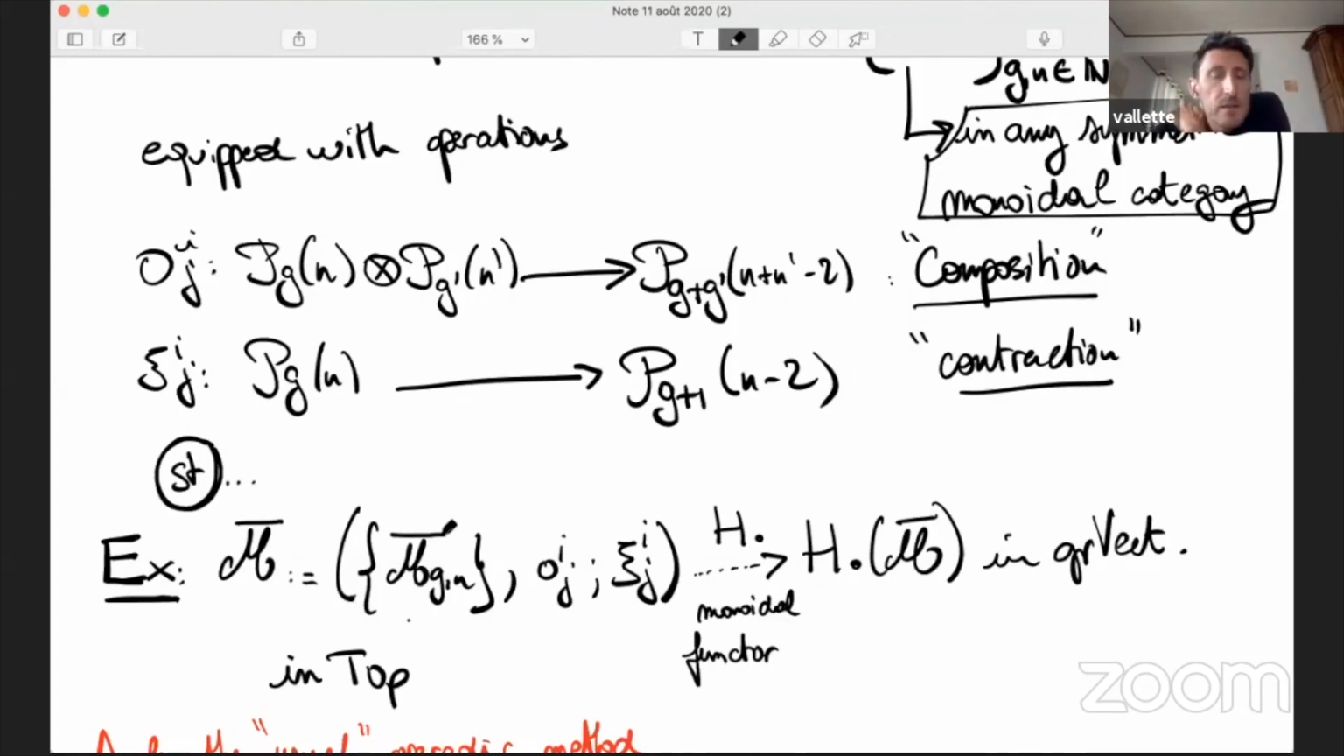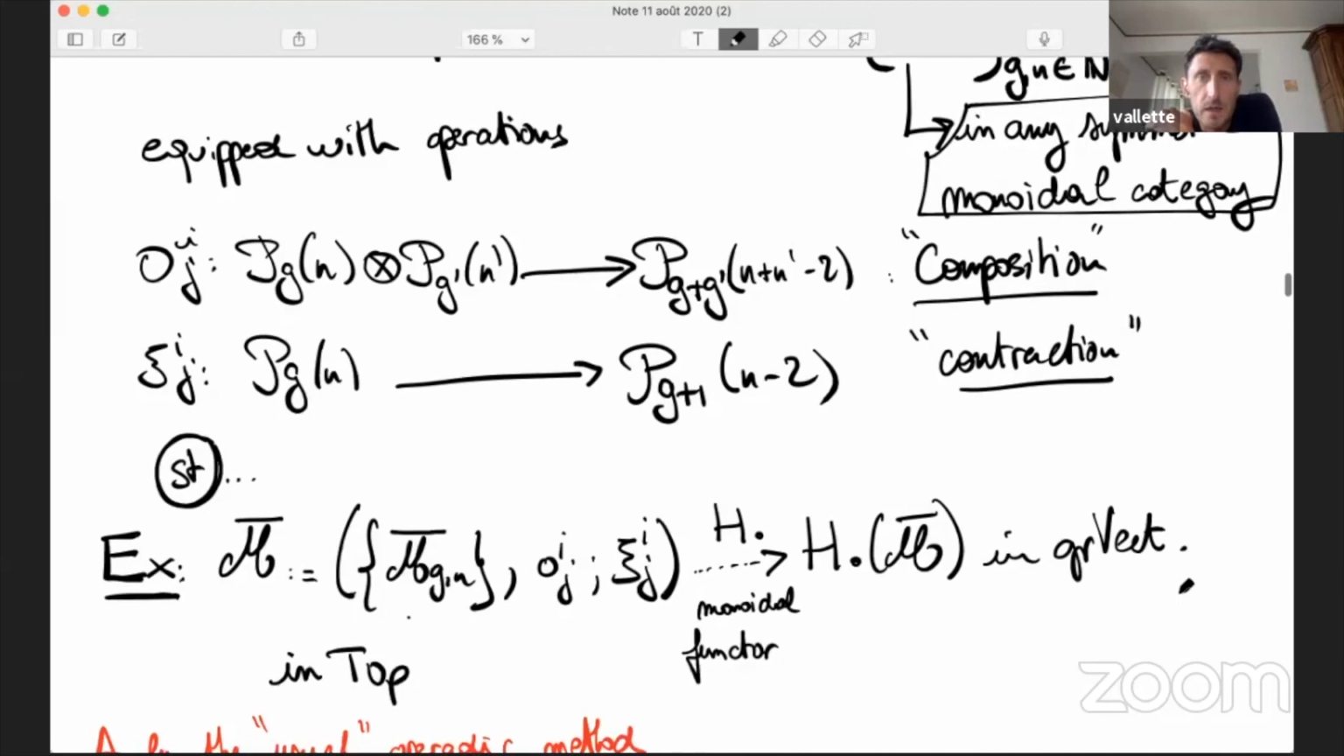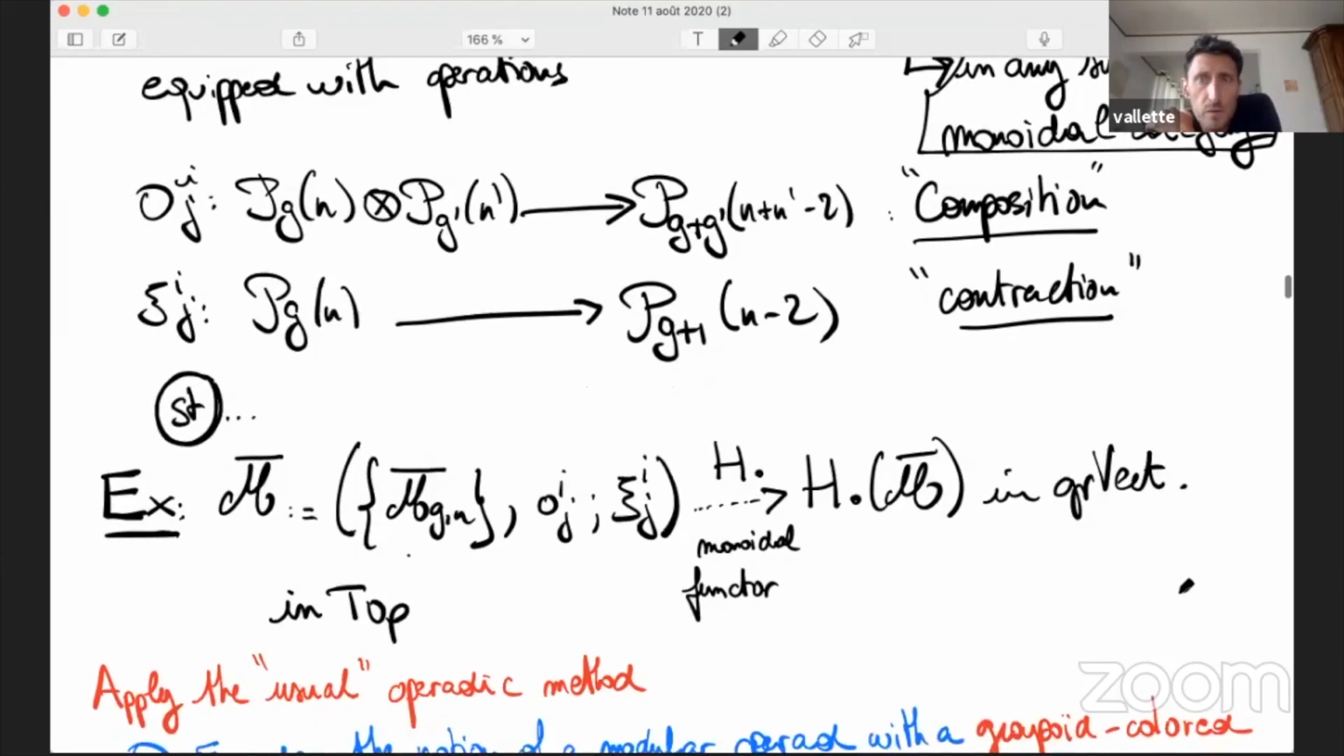So M-bar g,n is a topological operad in topological spaces. And since the homology functor is a monoidal functor, for instance, for me the coefficients are Q here, you get that the homology of M-bar g,n is a modular operad in graded vector spaces. Okay, so what do we want to know now?